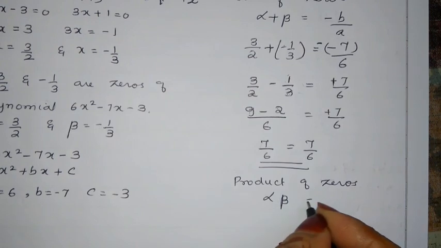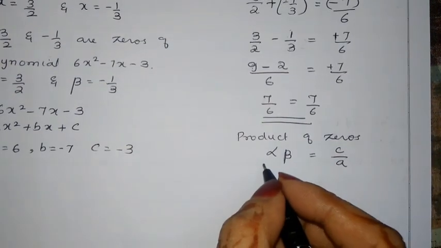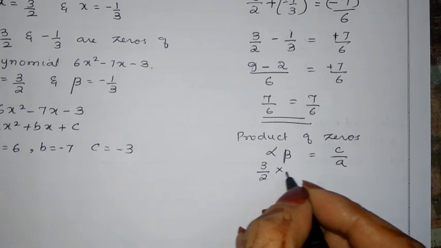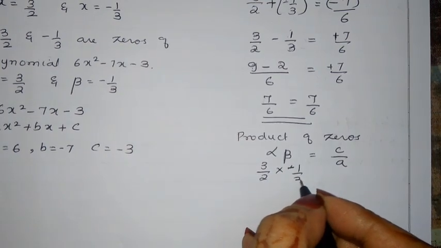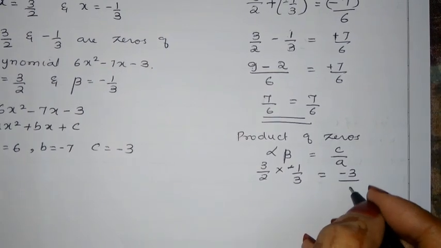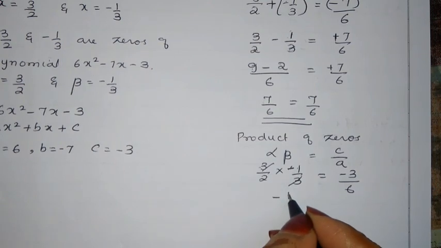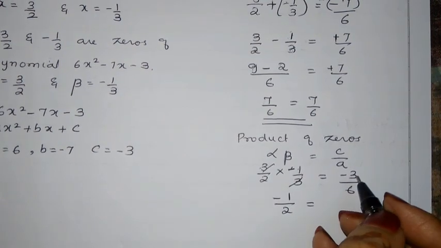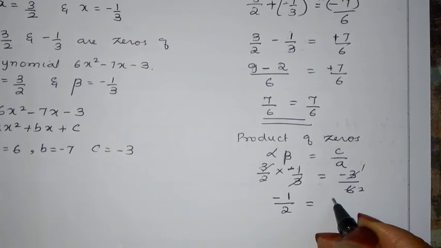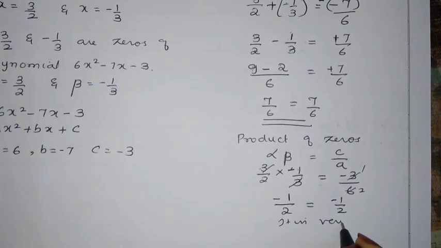Alpha beta is equal to c by a. Alpha value is 3 by 2 into minus 1 by 3. c value is minus 3, by a value is 6. 3 3s get cancelled. Minus 1 upon 2. So here 3 1s are 3, 2 3s are 6, minus 1 upon 2. It is verified. So here we have completed 3 questions from exercise 9.2.